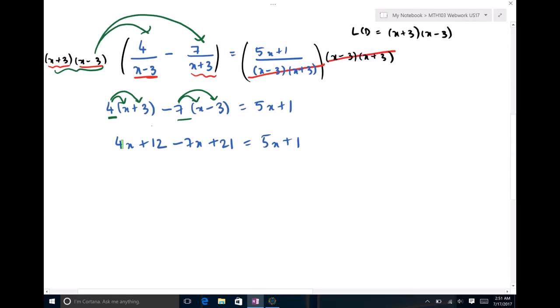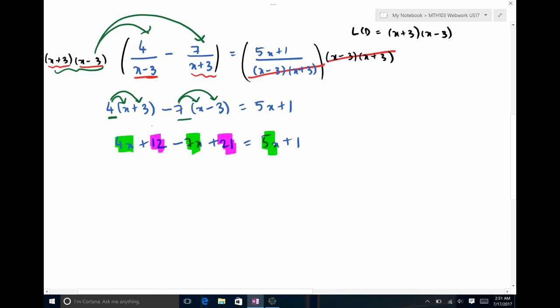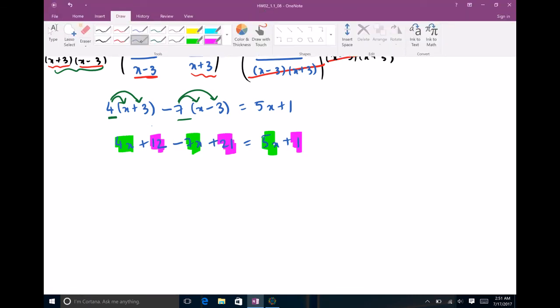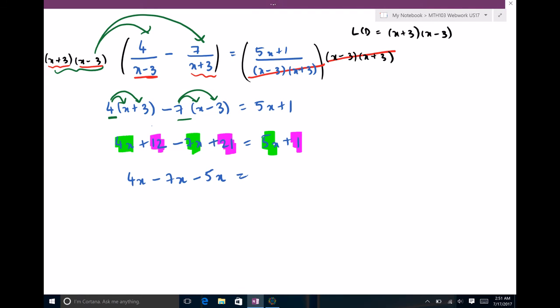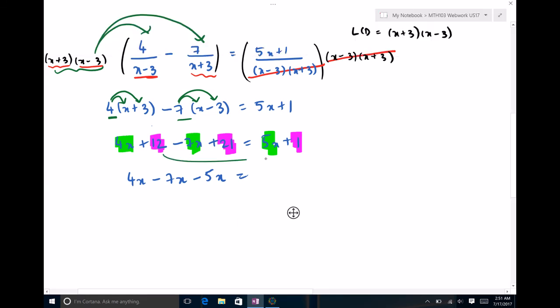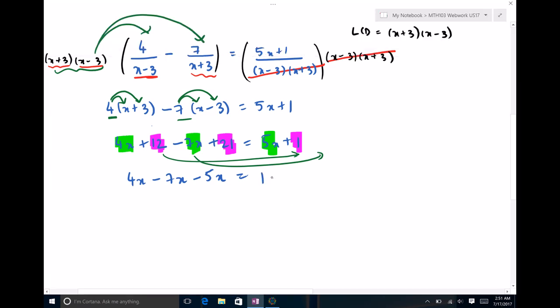We always aim to keep the x terms on one side and take the terms that don't involve x on the other side. So I'm going to bring all the green terms on the left hand side. So I get 4x minus 7x and bring the 5x over to make it negative 5x. And let's take the pink terms on the other side of the equation. And so I get positive 1, and 12 goes to the other side and becomes negative 12. 21 goes to the other side and becomes negative 21.